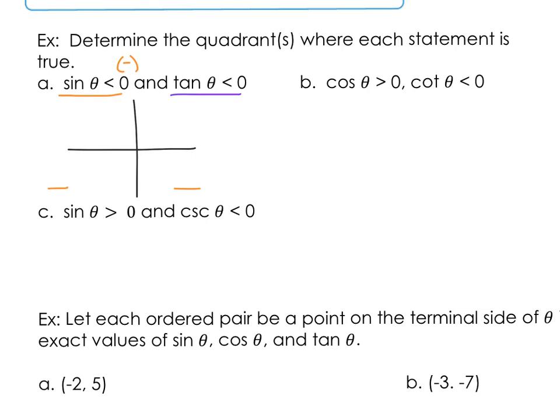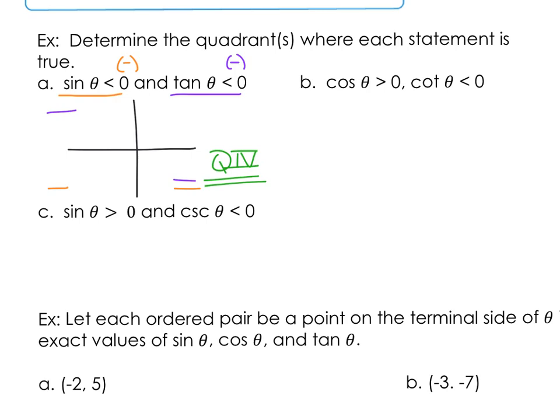Tangent less than 0 means tangent would have to be negative as well. And tangent is negative in quadrants 2 and 4. We want to determine what quadrant or quadrants works where each statement is true. Notice there's only one quadrant where both statements are true at the same time, and that would be down in quadrant 4. That's when both of those statements would be true. You try the next one.